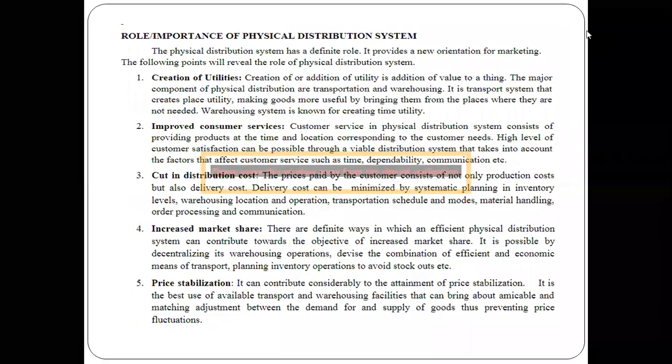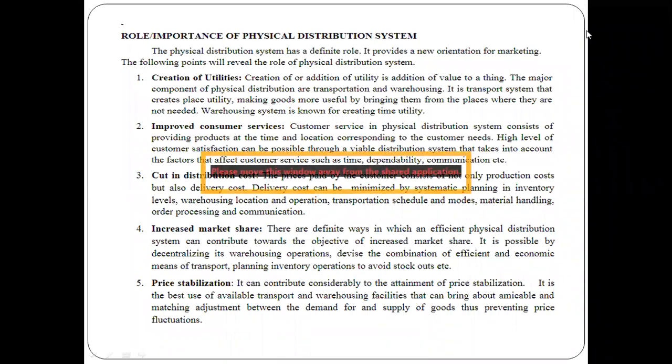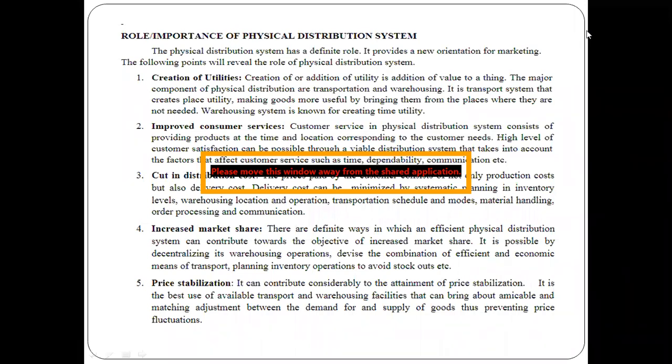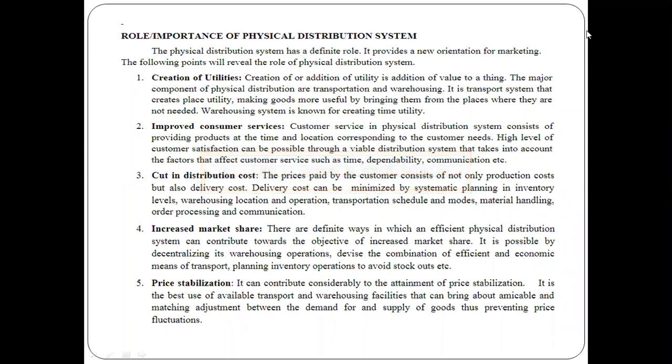Now, what is the role or importance of physical distribution? The first is creation of utilities. Creation or addition of utility is adding value to a thing. It is the transport system that creates place utility, making goods more useful by bringing them from places where they are not needed. Then the second is improved customer service.